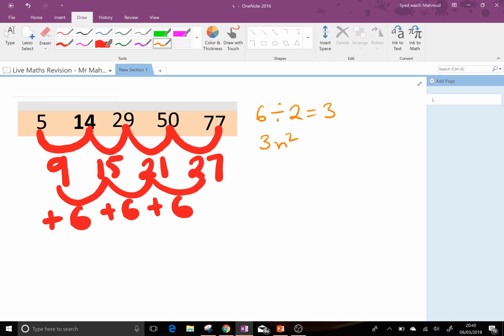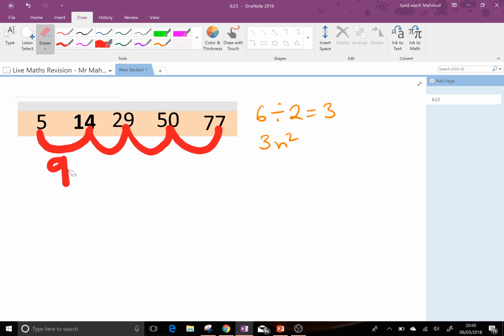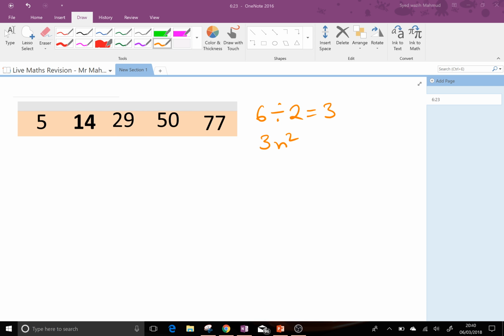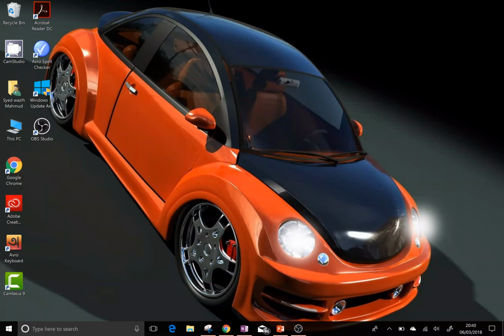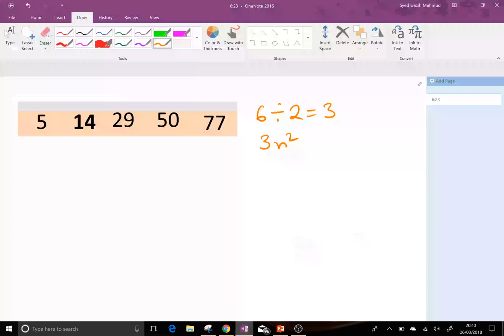Now draw the table. I'll get rid of these so I have enough space. Actually, I won't draw the table because in an exam you don't want to waste time drawing a table. So it is not necessary to draw the table. So I'll just write down the term numbers.